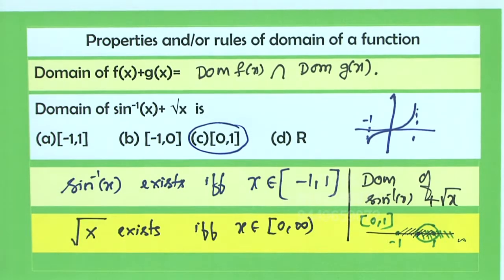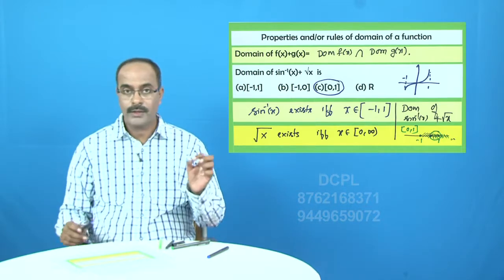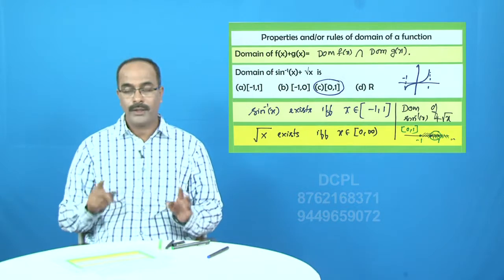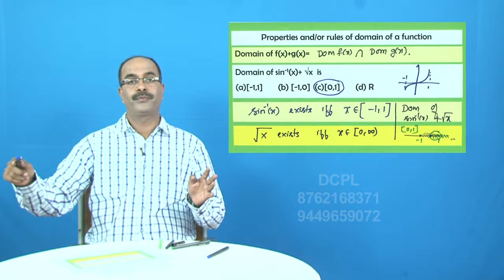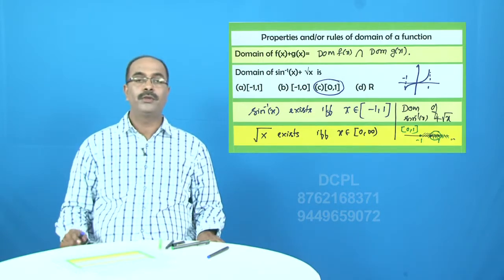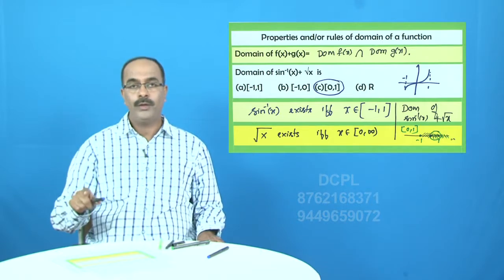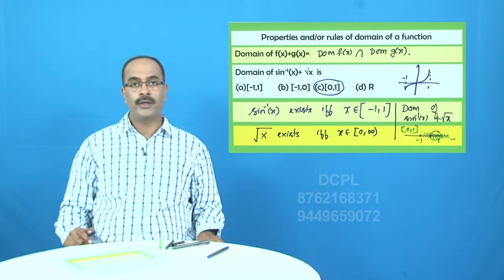So, how to define the domain of functions, whether it is addition or subtraction, f of x plus g of x, or f of x minus g of x, or f of x plus g of x plus h of x, even in the case of all three. You should take the intersection of the domain of f of x, the domain of g of x, and the domain of h of x. I hope you have understood this.